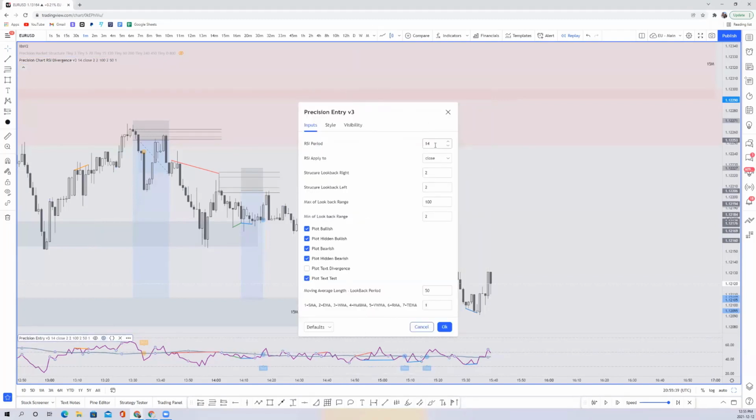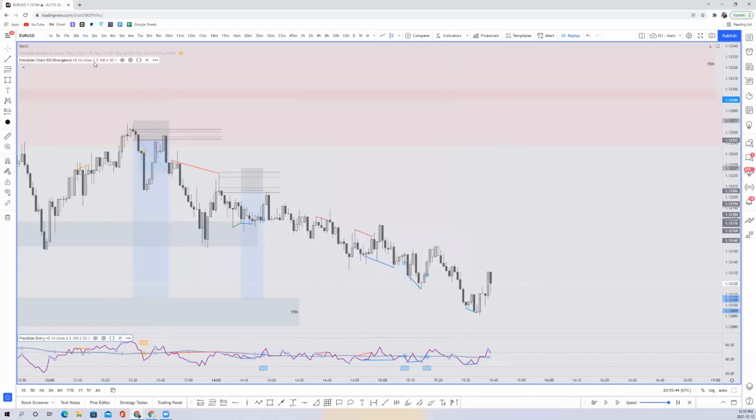So if I put the RSI to 21 on the entry, the RSI has to be 21 on the precision chart divergence too. Because if the numbers don't match, you'll have different divergences and different hidden divergences. And basically the indicator down here won't match the indicator up here. But for the most part, I think everybody will be able to figure that out.